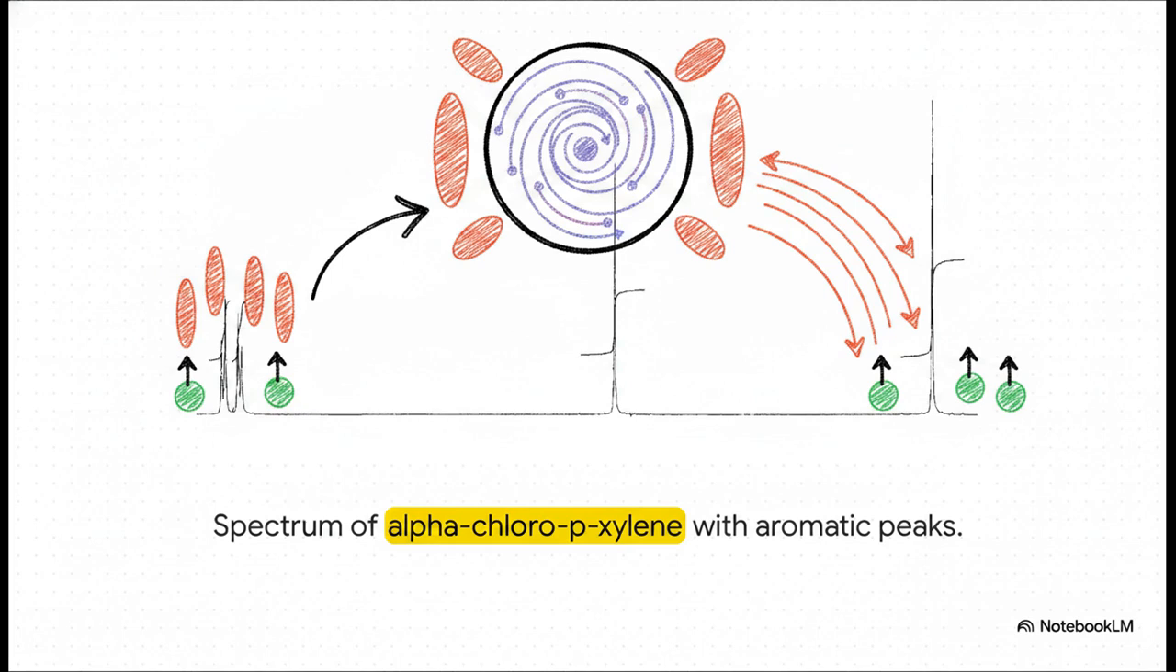Check out this effect in alpha-chloro-p-xylene. See those sharp peaks isolated on the far left side, totally separate from the aliphatic protons on the right? Those are your highly deshielded ring protons.